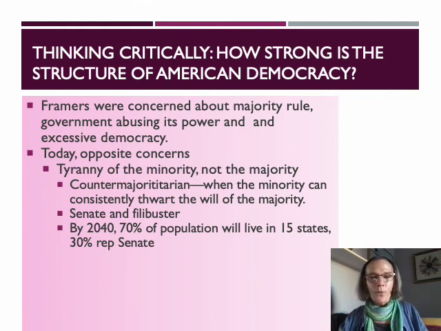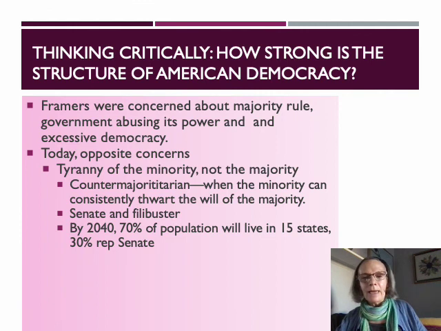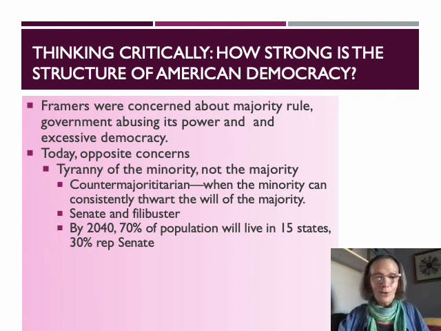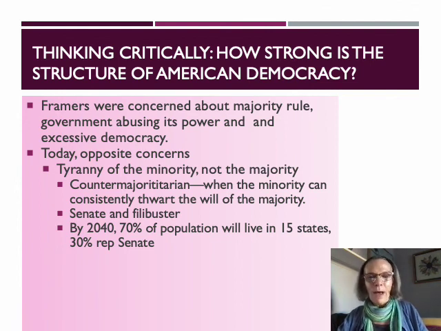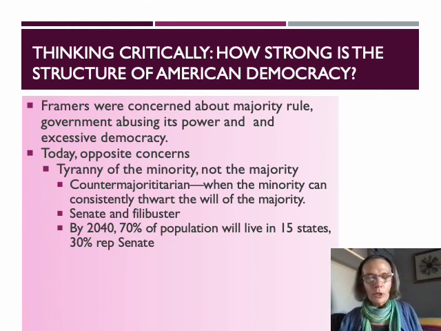But the population ratio between the most populous state and the least populous state in 1790 was 12-1. Today, the ratio is 68-1, right? The most populous state being California and the least populous state being Wyoming, but they both get 2 senators. And so by 2040, 70% of the population will live in 15 states, but they will only get 30% of representation in the Senate. So you kind of wonder if the framers came back and looked at that, they might say, hey, maybe we need to change the architecture of the democracy.